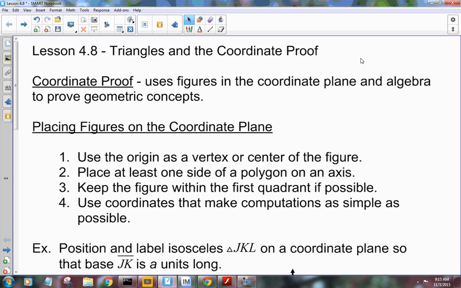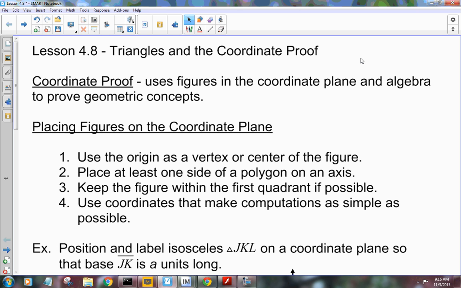Okay, so what we're doing today is kind of weird, okay? We're taking a triangle and putting it on a coordinate plane and giving it coordinates, but the coordinates aren't numbers, they're variables, right? Like I said, it's kind of different, but it's not really all that hard. I'm going to show you how to do a coordinate proof. I won't make you do one, but I want to show you how to do it, okay?